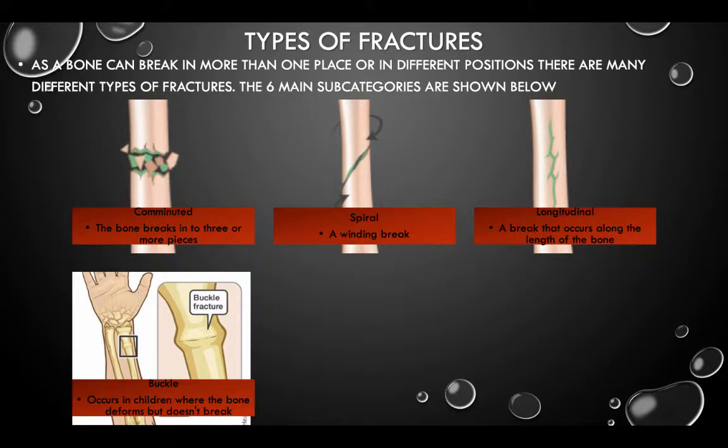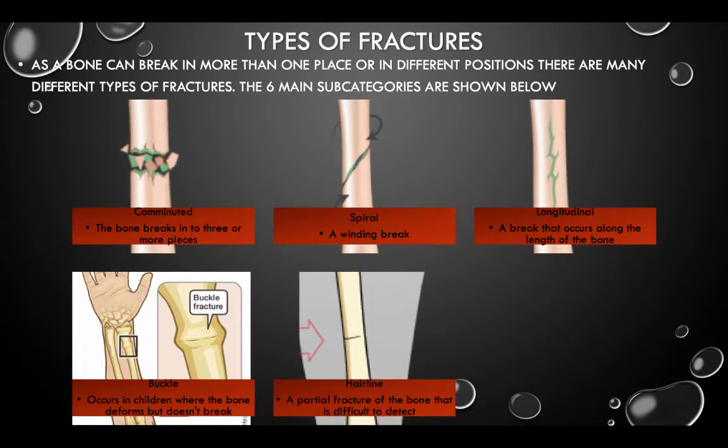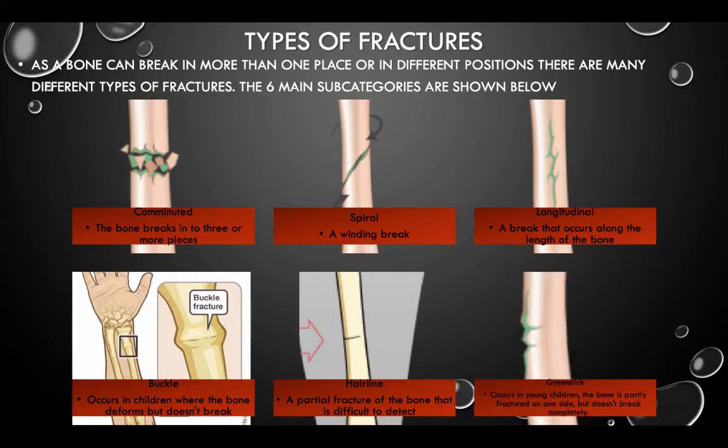A buckle fracture. This occurs in children when the bone deforms but doesn't break. Hairline fracture. A partial fracture of the bone that is difficult to detect. And finally, a greenstick fracture. This occurs in young children. The bone is partly fractured on one side but doesn't break completely.